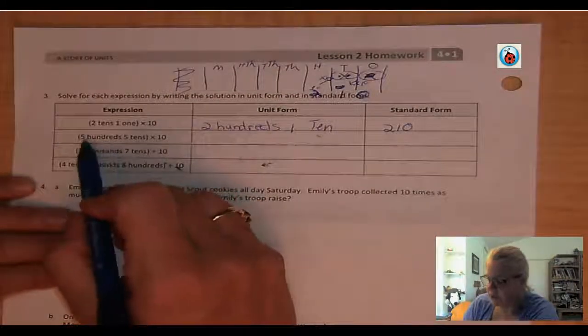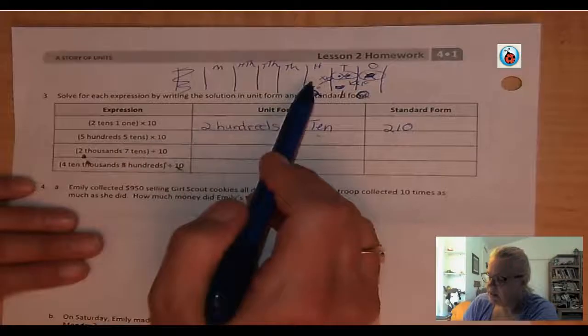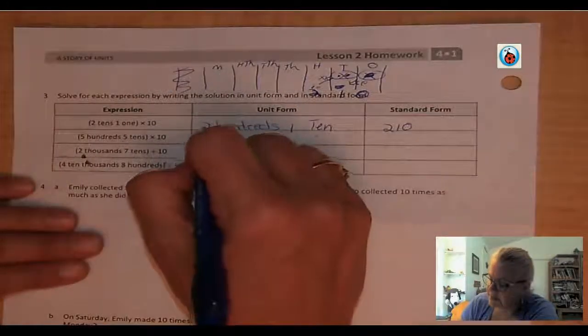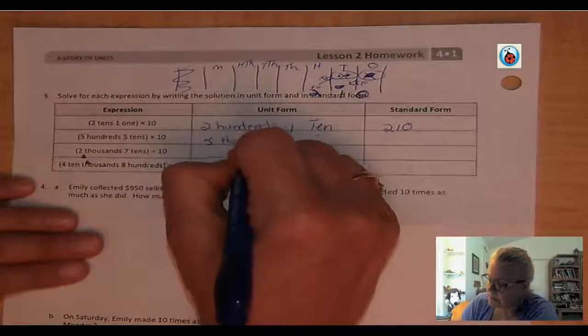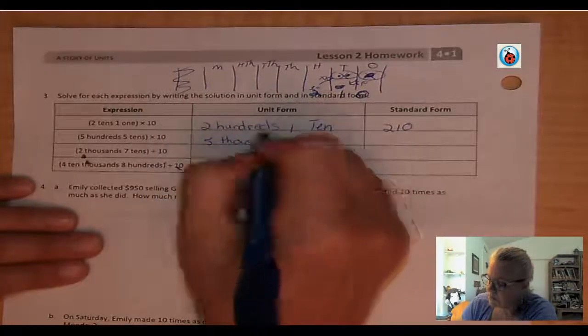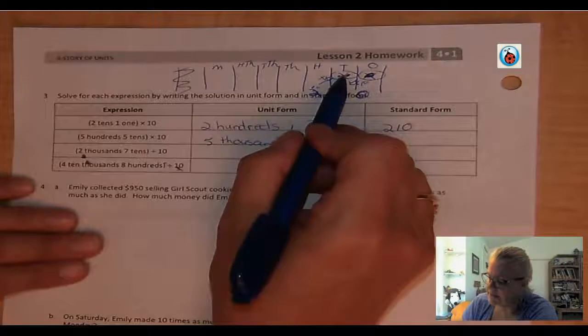So 5 hundreds and 5 tens times 10. Well, I'm going to start with the first one. 5 hundreds times 10. So if I'm going from hundreds, I'm going to go to thousands. So 5 hundreds times 10 is 5 thousands. And 5 tens times 10 is 5 hundreds.